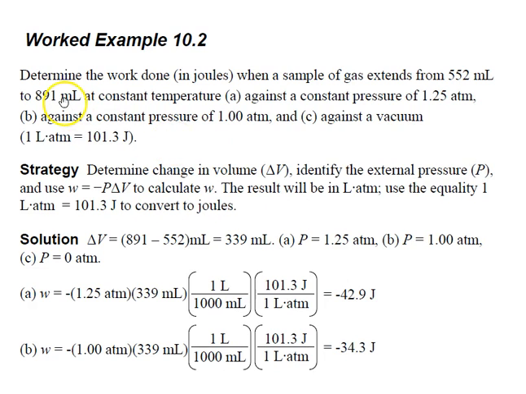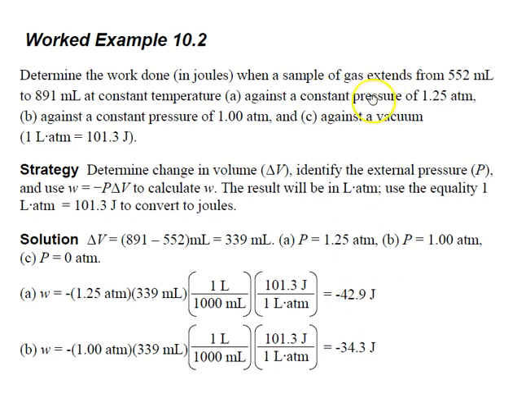We could do the same thing against a constant pressure of 1 atmosphere and see what that looks like. Everything is the same except substituting in negative 1.00 instead of negative 1.25. Again, convince yourself how the units cancel. You get negative 34.3 joules. So this is useful information in this problem.